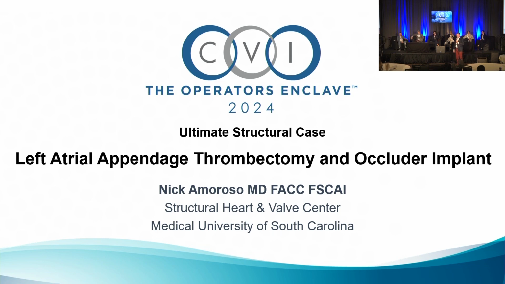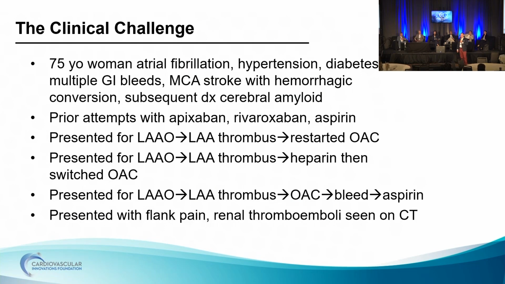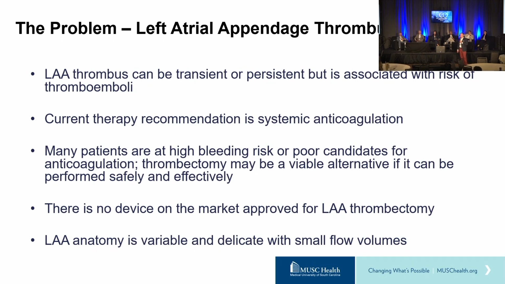So this is a case of left atrial appendage thrombectomy, keeping with the theme, and occluder implant. As we just discussed, the issue of left atrial appendage thrombus, either on the device or in the anatomy itself, is an issue that we are faced with regularly. It can be transient or persistent and is associated with elevated risk for thromboembolism. Current therapy recommendation is essentially systemic anticoagulation prior to device implant. Many patients, though, are at high risk for bleeding and poor candidates for anticoagulation, and thrombectomy may be a viable alternative if it could be performed safely and effectively. There's no device on the market approved for this, and we know the appendage anatomy is variable, delicate, and has small flow volumes, presenting some technical challenges to such an approach.